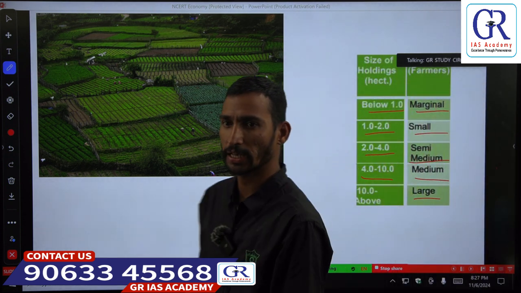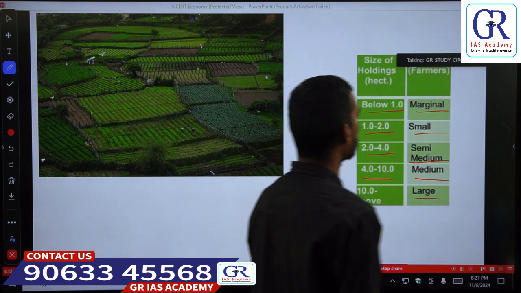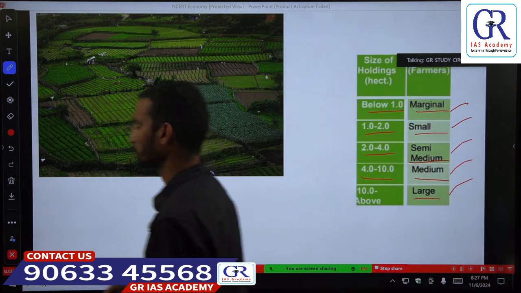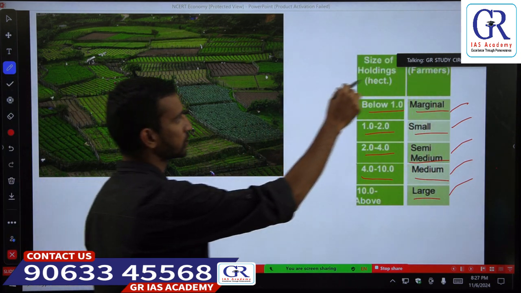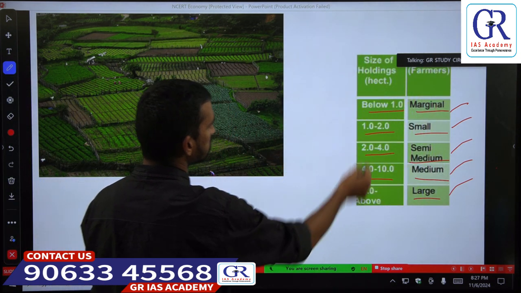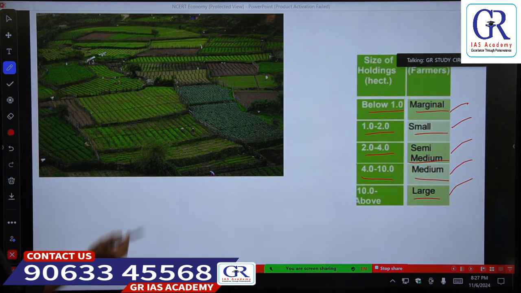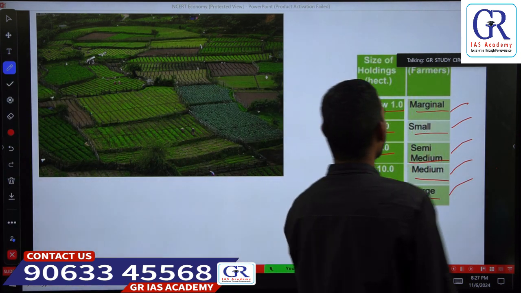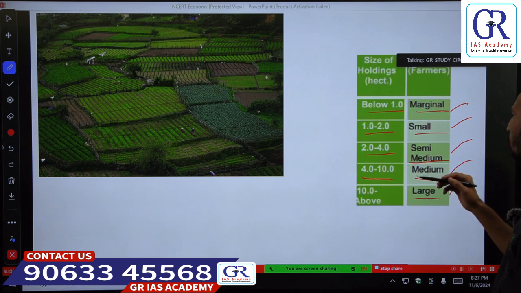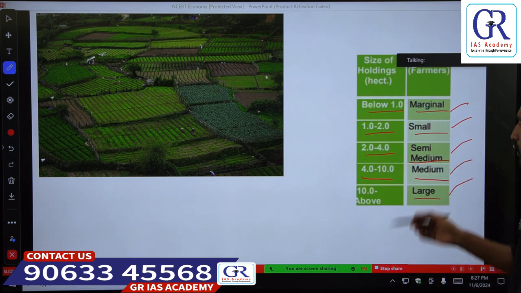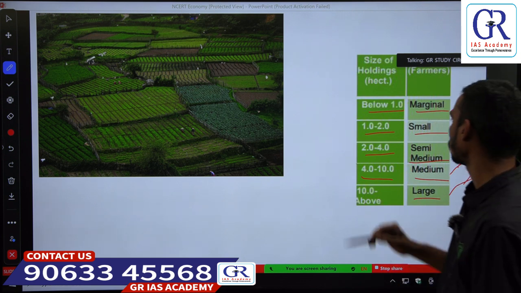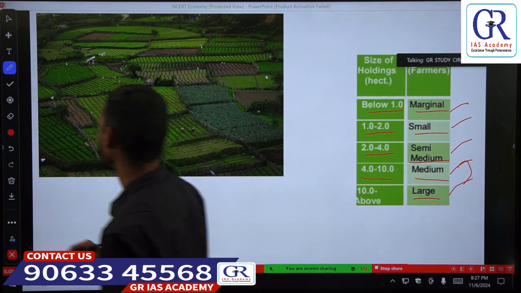According to the size of holdings, we have the classification of farmers into marginal, small, semi-medium, medium and large farmers. This is how the classification of farmers has been done according to the size of land holdings. If you look at Palampur village, 150 families are landless, 60 families are medium and large farmers, and the rest of the families are small and medium.